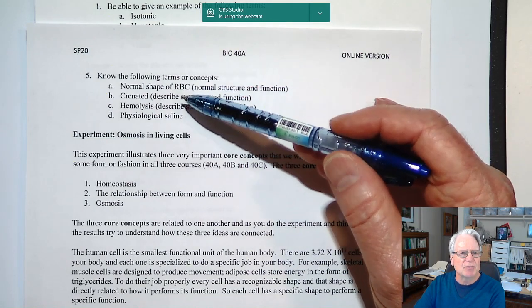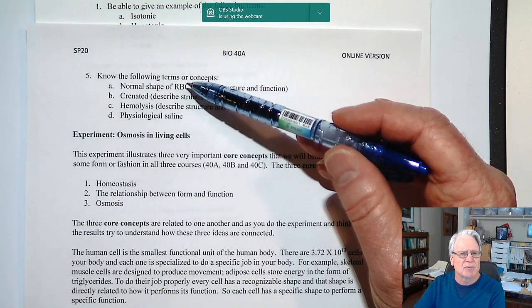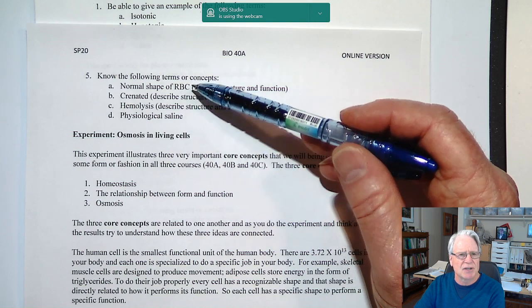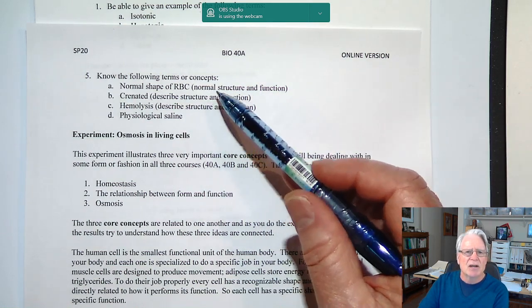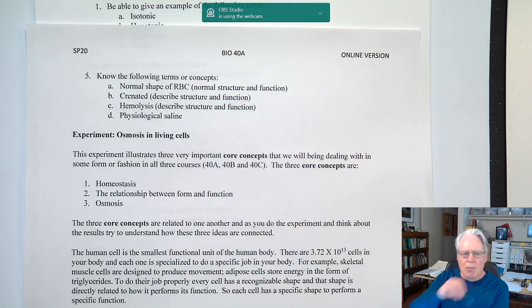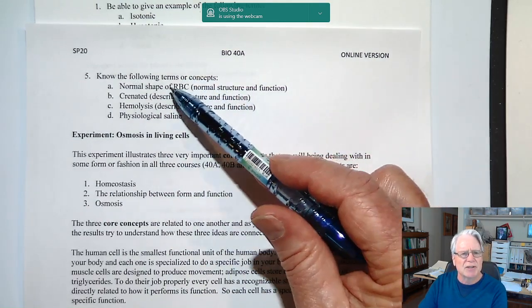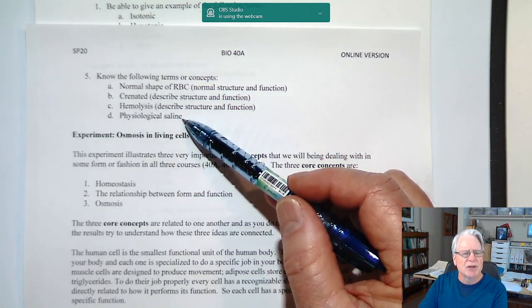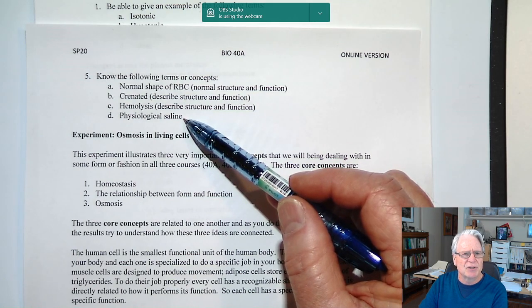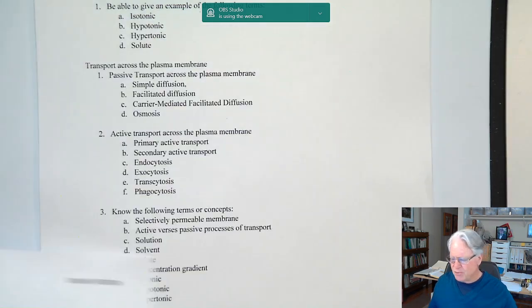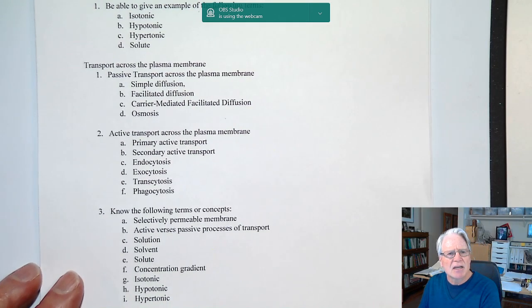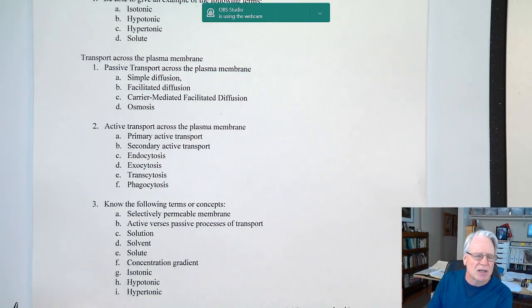And finally, on the next page, some additional terms. The first three are terms that describe the shapes of cells, and this is where we get into form and function. As I said, we'll cover this in our experiment. And then we'll also need to understand what physiological saline means. All right, so that's where we are. Let's quickly go through active transport first, get that out of the way. Then we'll talk a little bit about some passive transport processes, and then we'll zero in on osmosis.